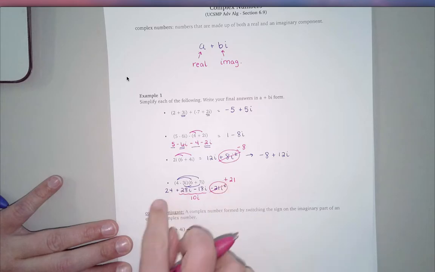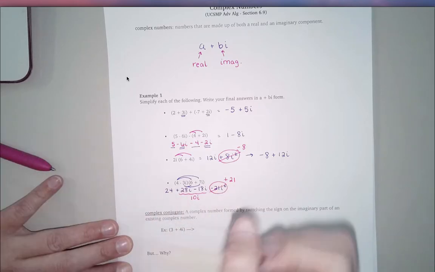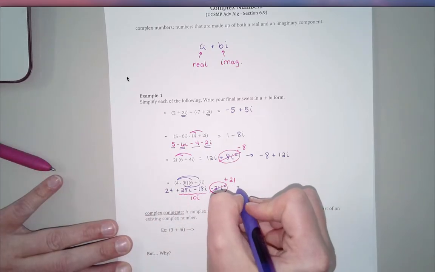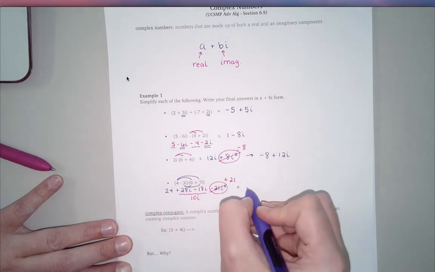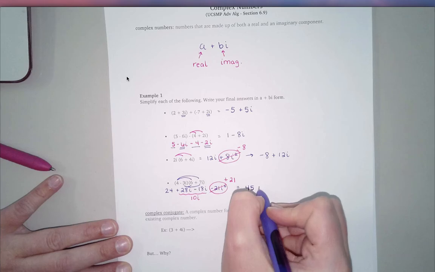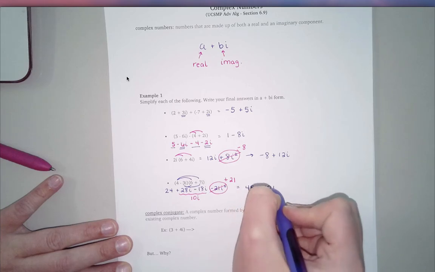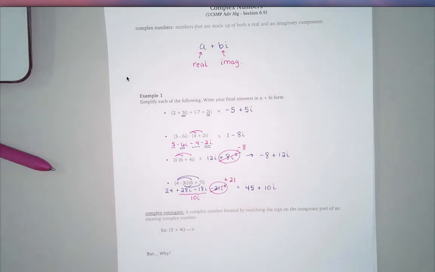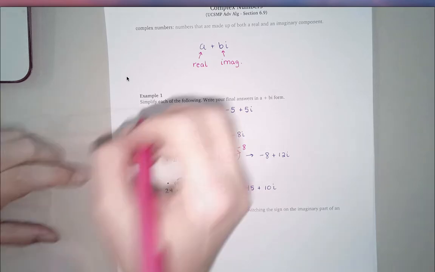And then I can combine that with the 24. So as far as the final answer goes, I would say 21 and 24 make 45. And then my i's came together and made 10i. So that's it. That's my final answer, and those are the types of questions that you're going to see on the back of your homework assignment.